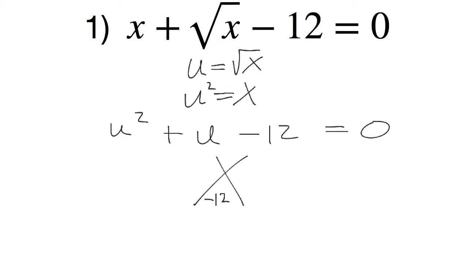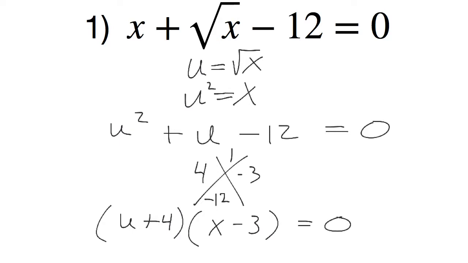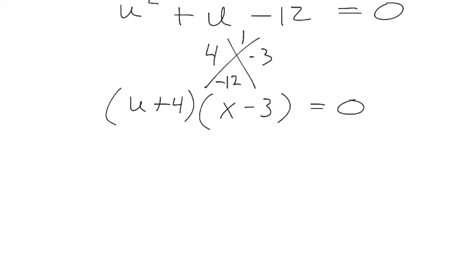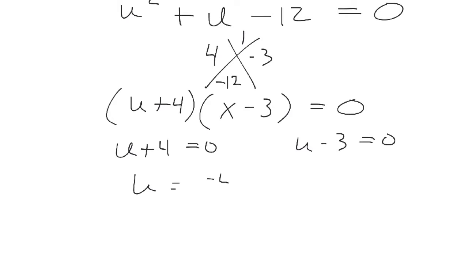What two numbers multiply up to 12 and add up to positive 1? That's going to be 4 and negative 3. So you rewrite it as u plus 4 times u minus 3. And then you have to solve the equation, u plus 4 equals 0, and u minus 3 is equal to 0. U is equal to negative 4, and u is equal to positive 3.